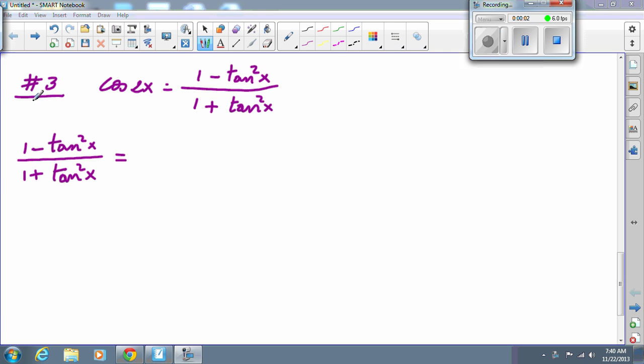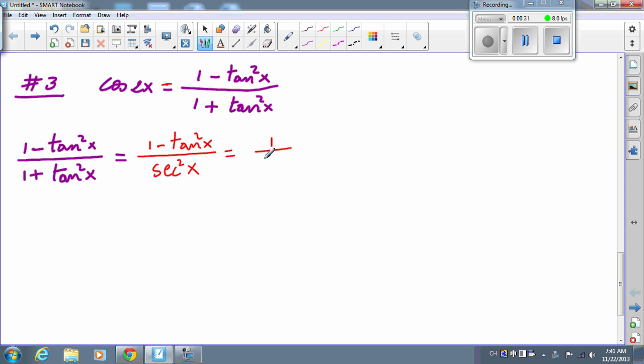Back to the review. This time I'm doing problem number 3, which is cosine 2x is equal to 1 minus tangent square over 1 plus tangent square. Well, you should know what 1 plus tangent square is. If you're trying to figure out what 1 plus tangent square is, you will say this is actually 1 minus tangent squared of x on top, and on the bottom 1 plus tangent square is actually secant square of x. Now I will split it in two.